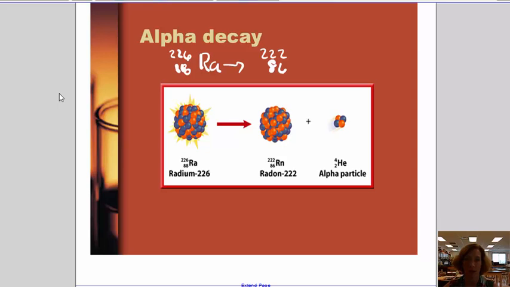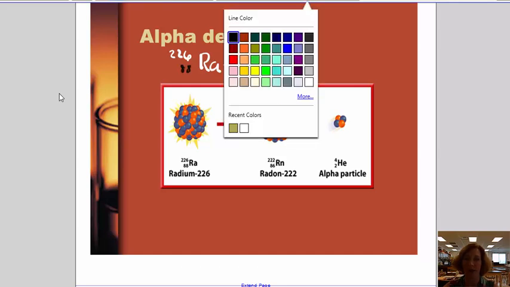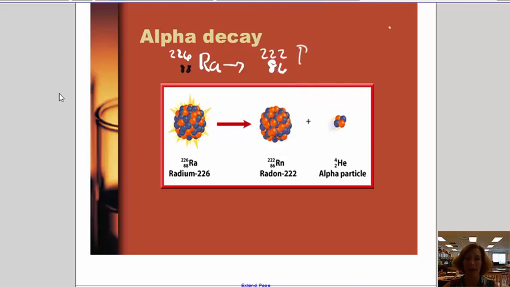So that's radon plus our alpha particle. If you can see this, 4 plus 222 gives me 226. 2 plus 86 gives me 88. So remember that your 88 tells you it's radium, 86 tells me it's radon, 2 tells me it's helium. So make sure you keep those straight.